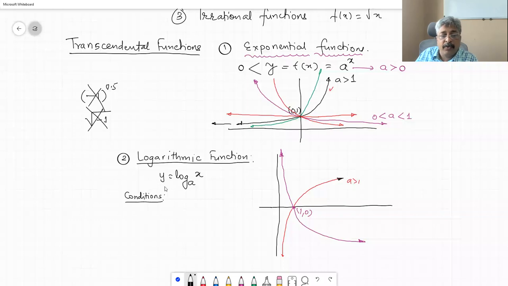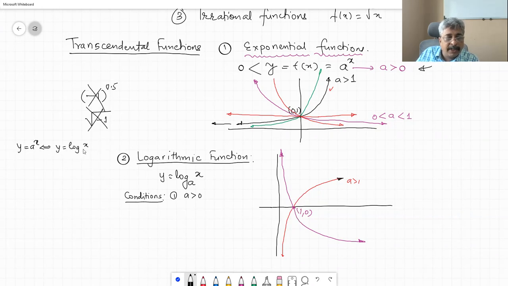The moment we write y is equal to log of x to the base a, we mean, one, a is greater than 0, because it comes from the exponential function. For all practical purposes, y is equal to a raised to x, and y is equal to log x to the base a. They are equivalent. They are one and the same.